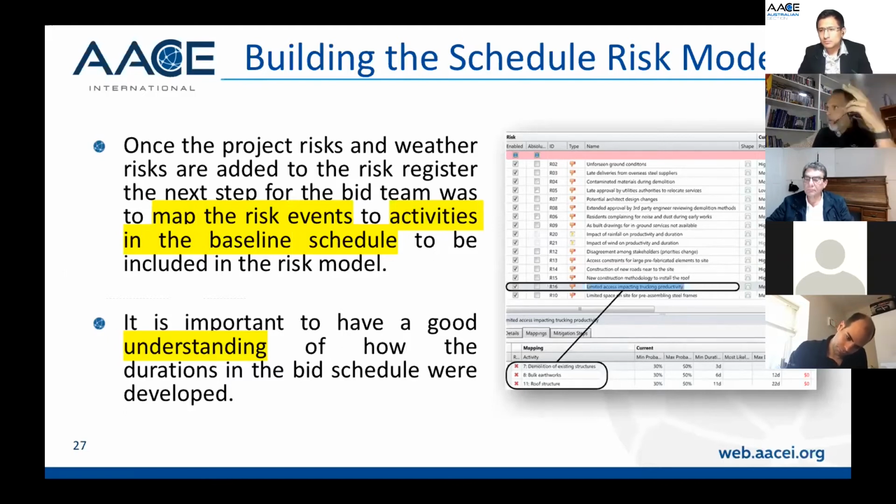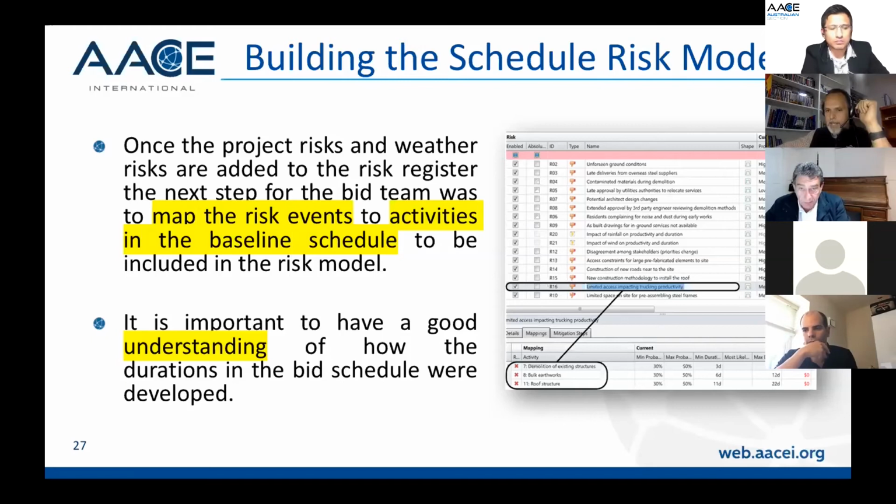As you can see on the screen, one of the risks for us is limited access impacting the trucking productivity. Then we just map the risk to the activities that we think it could have an impact on. So we say, well, the demolition of the existing structure, because of all the trucks going in and out of the site, the earthwork, again because of the trucks, and the roof structure, because we know that we have issues with the delivery of materials to the site. And then we look at what is the potential time impact from this risk to these activities.